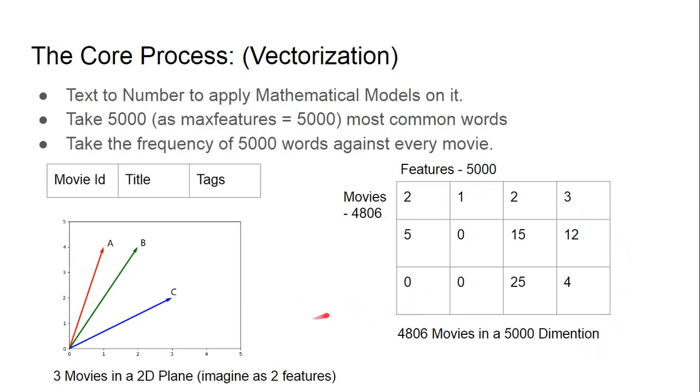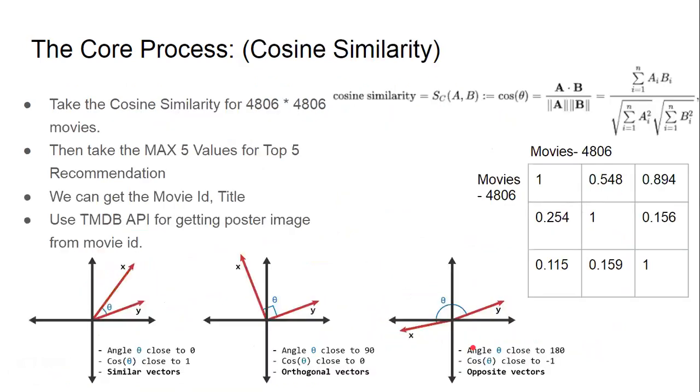For imagination purposes, I'm showing this. Here there are 3 vectors. Just imagine them as 3 movies in a 2D plane, which means we have 2 features. But here we have 5,000 features and 4,806 movies. That means there are around 4,800 vectors in a 5,000-dimensional space. So imagine that in that way. That is how you must imagine this particular vectorization process.